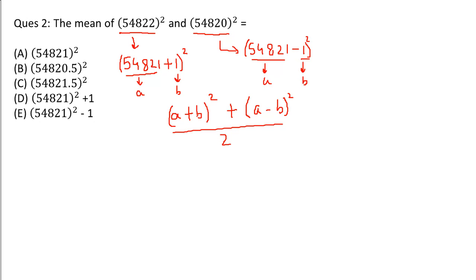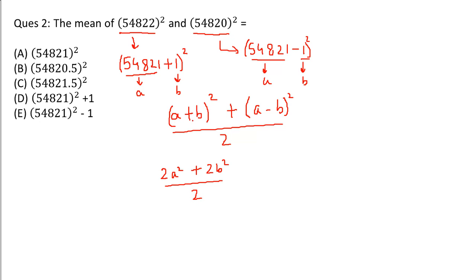Now clearly, when you apply (A plus B) to the power 2 is equal to A to the power 2 plus B to the power 2 plus 2AB, then this will give me 2AB and this will give me minus 2AB. That would be easily cancelable. So I will get twice of A square plus twice of B square upon 2.